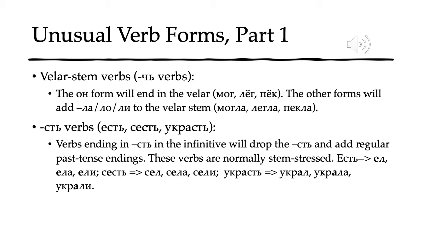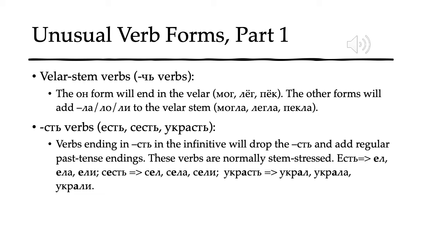And then in the other forms, you will add the correct ла, ло, or ли ending to the velar stem. And if you have any kind of devoicing in the masculine form, it's going to go away once you add an ending. So мочь becomes она могла, лечь becomes она легла, печь becomes она пекла. So note that on мог, the г is pronounced like a ка because of word-final devoicing, but when we add the feminine ending, она могла, the г is pronounced as a г once again. The same with он лёг, она легла. But then печь has к in it, so it always sounds like ка. Он пёк, она пекла.